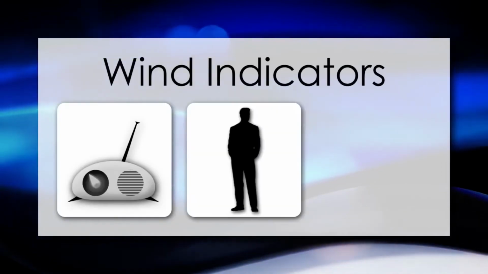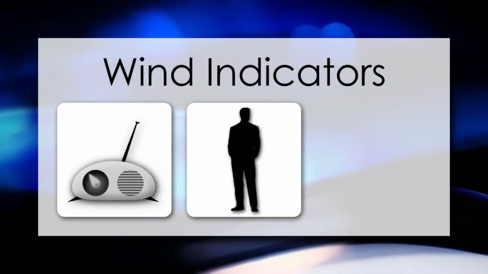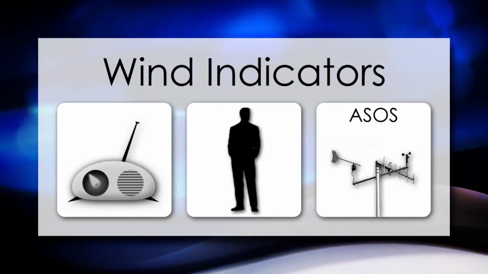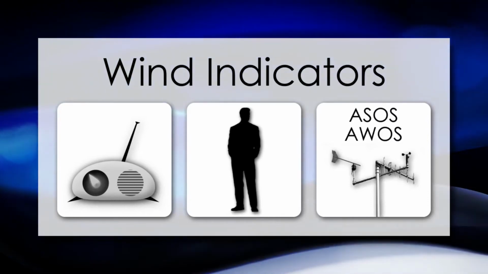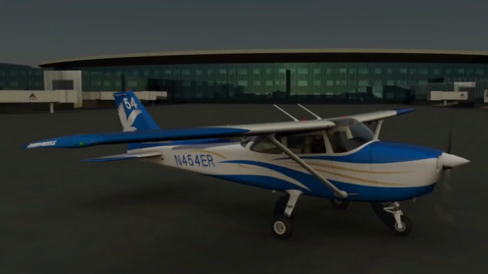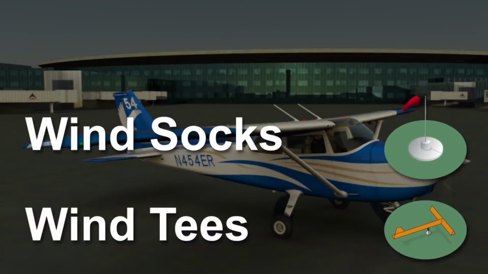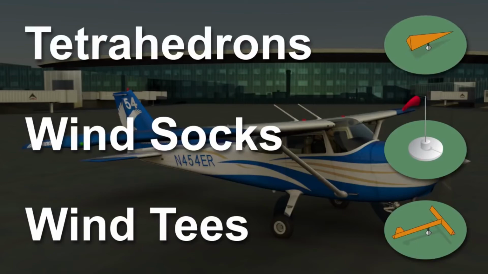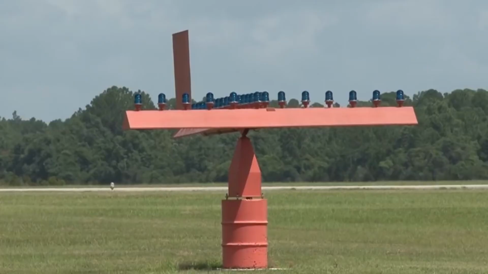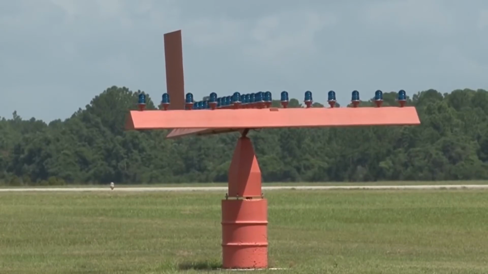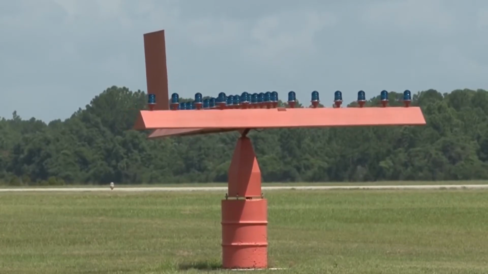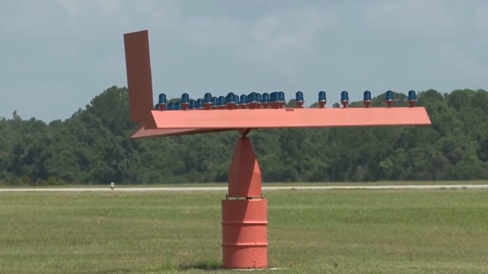A pilot can get wind information by radio, from observers on the ground, or from automated systems such as ASOS or AWOS that broadcast the information. A pilot can also use wind socks, wind tees, or tetrahedrons to judge the wind direction and speed. Most airports use one or more of these indicators. Wind tees and tetrahedrons are large structures that are free to pivot on their mounts so that they weather vane into the wind.